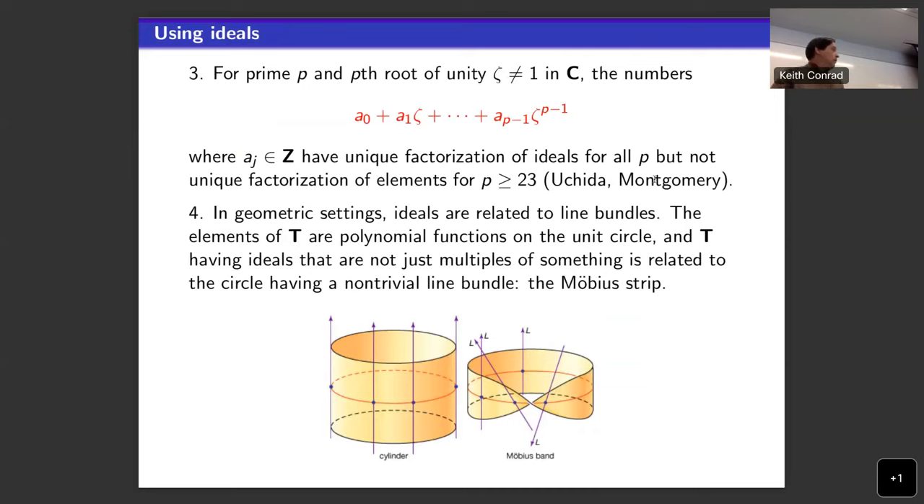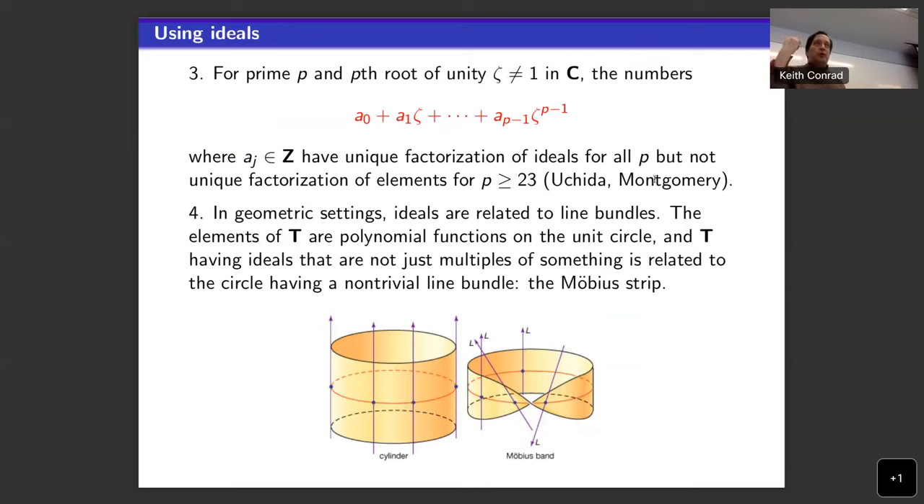If we think about trigonometric polynomials, sine and cosine, as polynomial functions on a circle, then it turns out that the possibility of having a non-principal ideal among the trigonometric polynomials is equivalent to the possibility of having a non-trivial line bundle on a circle, and that's just what the Möbius strip is. You can take a line and move it around a circle so that locally everything looks like a little piece of the plane, but when you come back, the whole thing has turned upside down. So locally everything is nice, but globally something is turned and twisted.